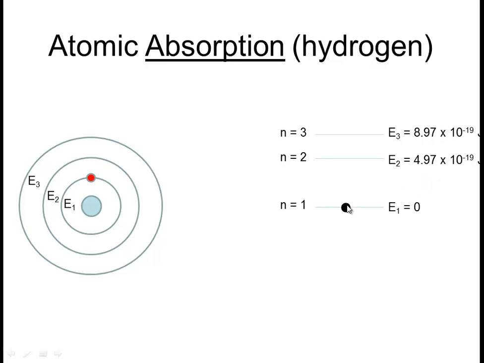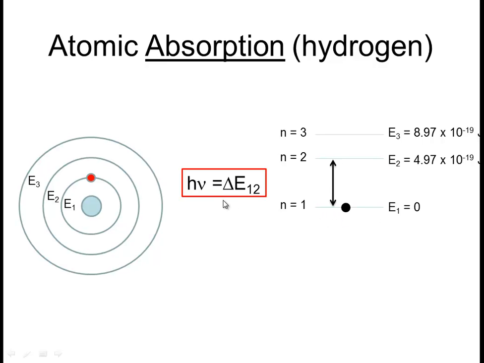So if there was some way of delivering an energy packet to this atom where the energy was just a little less than 4.97 times 10 to the minus 19, you would not promote that electron up to the n equals 2 level. And also, if you delivered an amount of energy that was just a little bit too much, again, you're not going to be able to promote that. It's got to be just right. It has to correspond to exactly this energy difference.